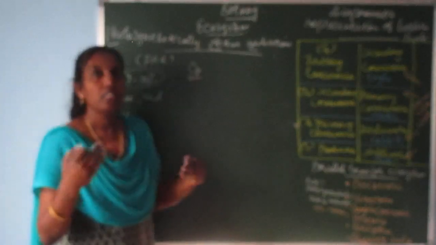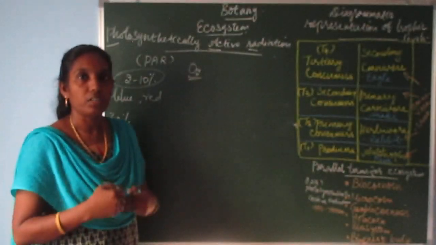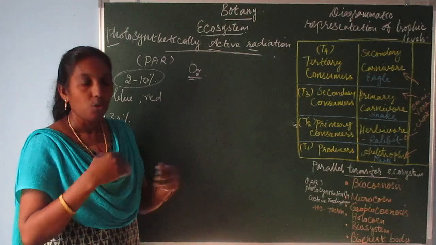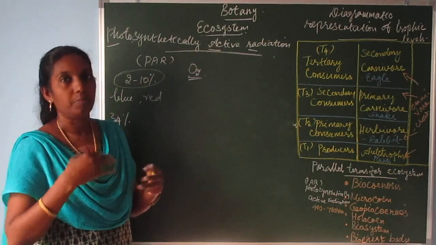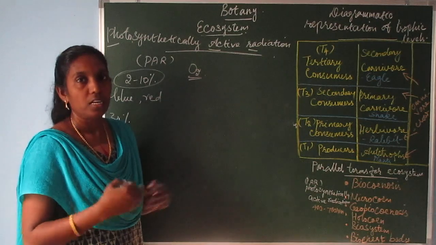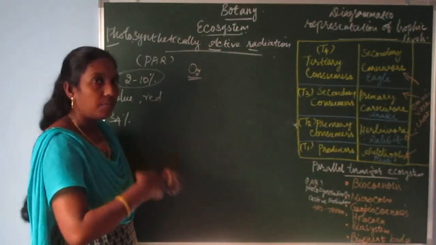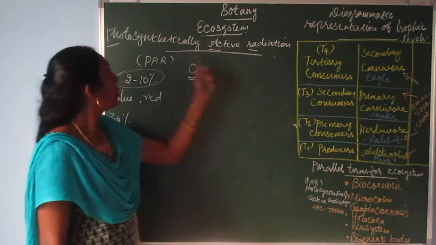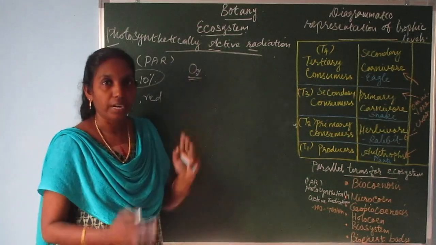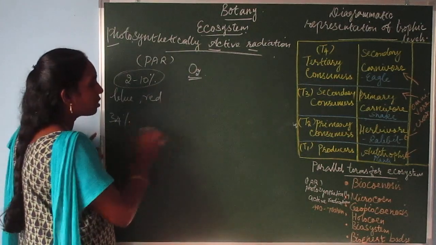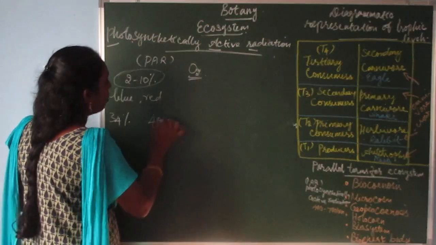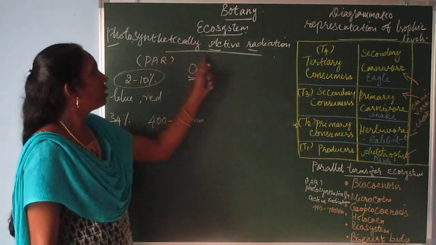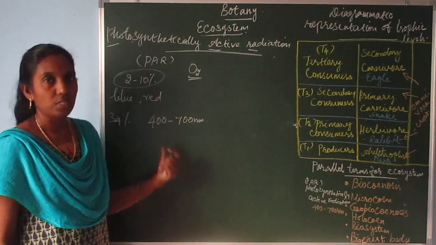So there are biotic and abiotic components, and there is an interaction between the living organisms and the abiotic components. The living organisms and the non-living components form the ecosystem. Here, photosynthetically active radiation is 400 to 700 nanometer. The nanometer range is 400 to 700 nanometer. For plants, photosynthetically active radiation is important.